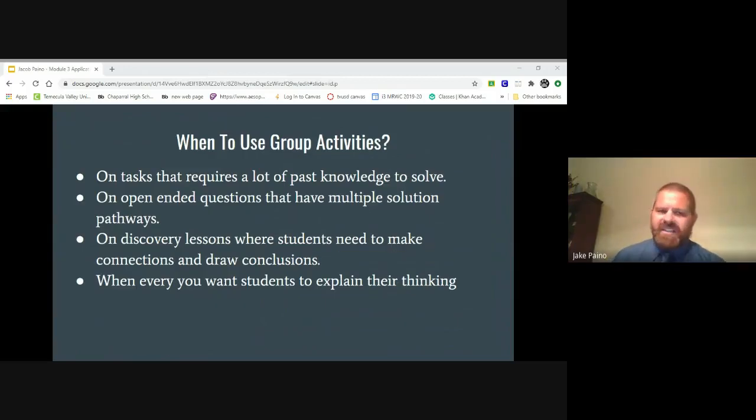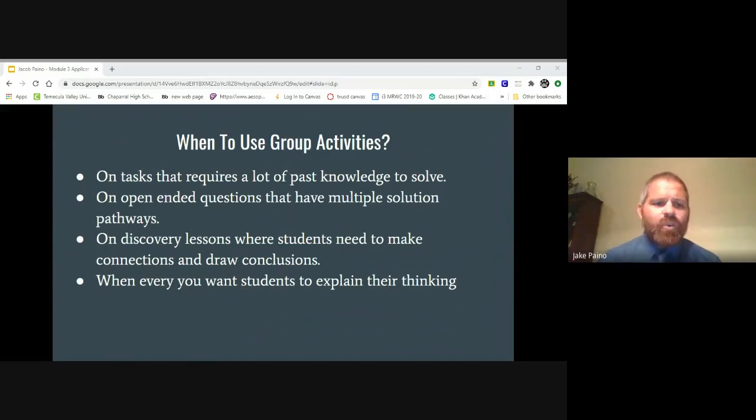When to use group activities? You can't use group activities for every lesson. But I like to use group activities on tasks that require a lot of past knowledge to solve. So when there's lots of connections being made to prior math, that is a good time to use a group, because lots of collaborative minds can draw on their past knowledge and help each other to remember.